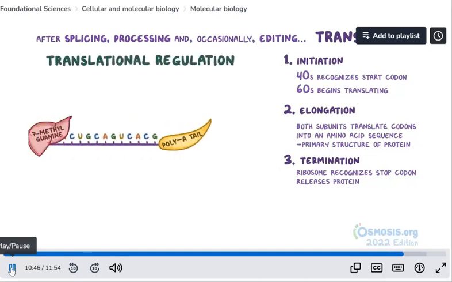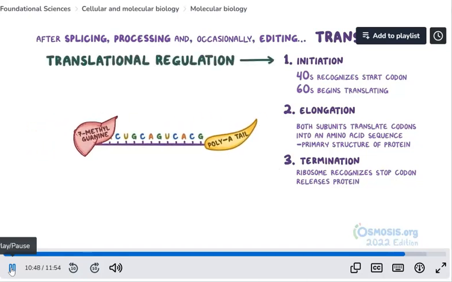Translational regulation mainly happens during initiation. Normally, regulatory proteins called initiation factors have to bind to either the cap or the poly A tail before the 40S ribosomal unit can begin translation. They give the final go-ahead. Conditions like starvation or stress inactivate these initiation factors, which shuts down translation at this stage in order to save energy.